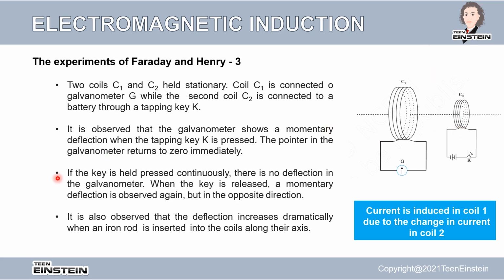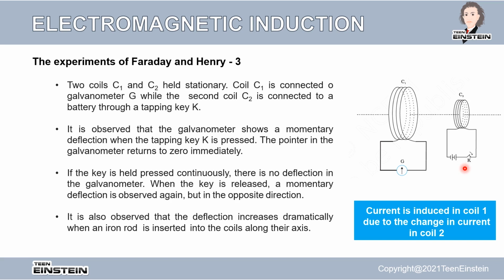It's observed that the galvanometer shows a momentary deflection when the tapping key K is pressed. The pointer in the galvanometer returns to 0 immediately. So when you press the key, the current increases from 0 to, let's say, I.